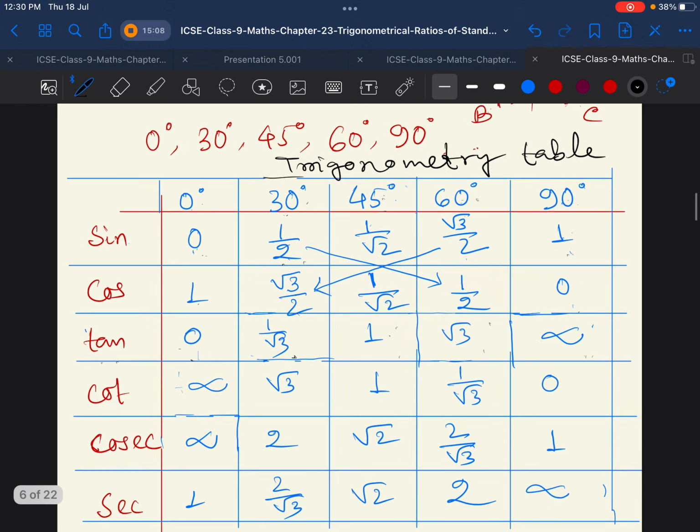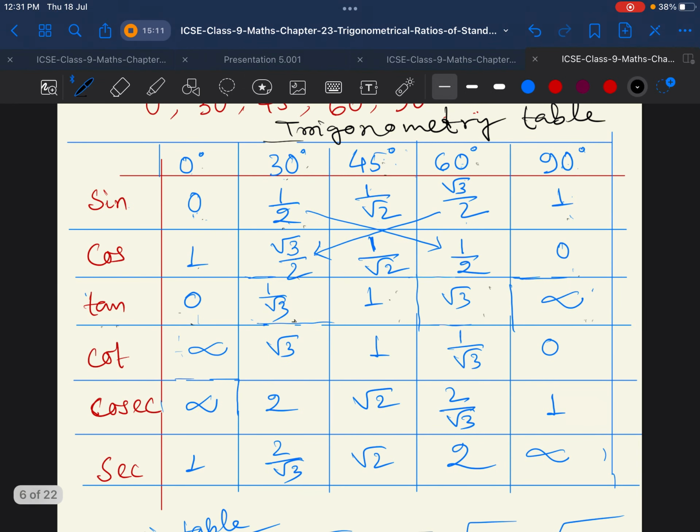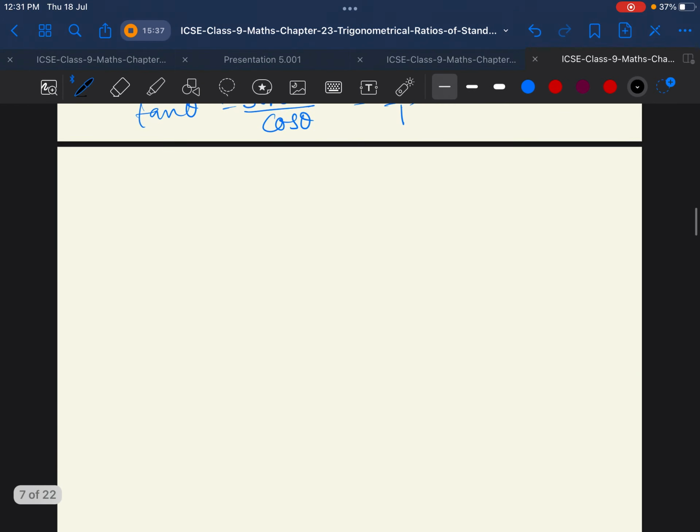Now here you see, all the denominators for sine are bigger than the numerators. But here you see sine 90 is 1. We know sine theta is perpendicular by hypotenuse. So here perpendicular and hypotenuse are equal, then the value of sine 90 is 1. So how do I define this value?